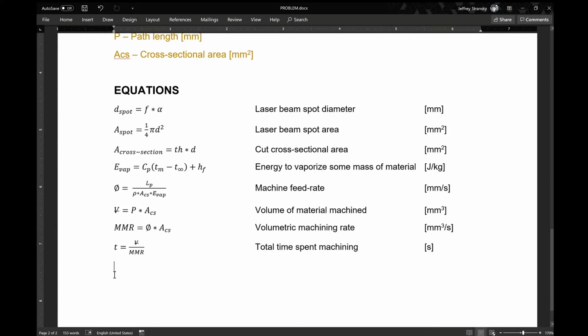These are the variables and equations that are input into the Matlab simulation, ultimately to pull out the time variable here. Knowing how much time is being spent machining is critically important for optimization of processes and saving of energy to cut down on manufacturing costs. Next, we'll move into what the Matlab simulation looks like and how we run it.